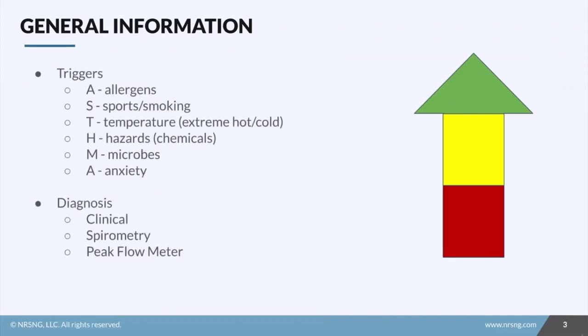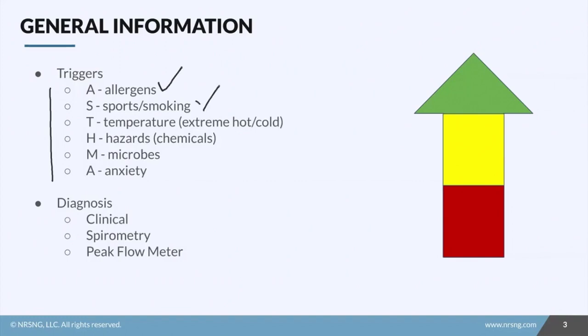Triggers for asthma exacerbations are going to be different for every single person. Here's a really easy way to remember the most common triggers. Just use this mnemonic device here. We're going to use ASTHMA. A is for allergens, so things like pets and pollen and dust, all those things would be allergens.